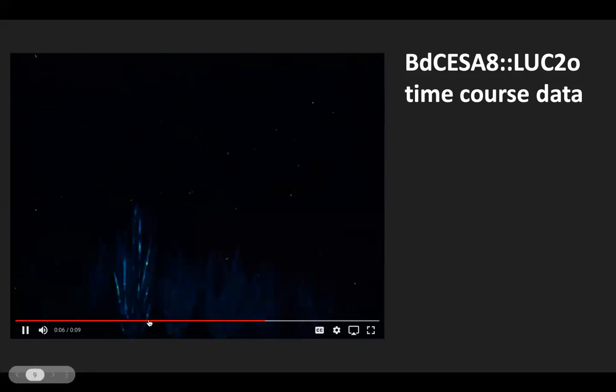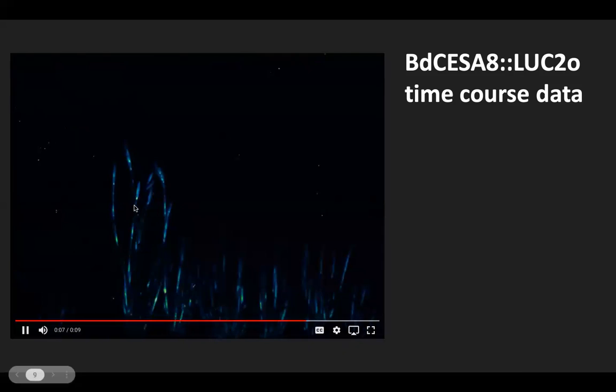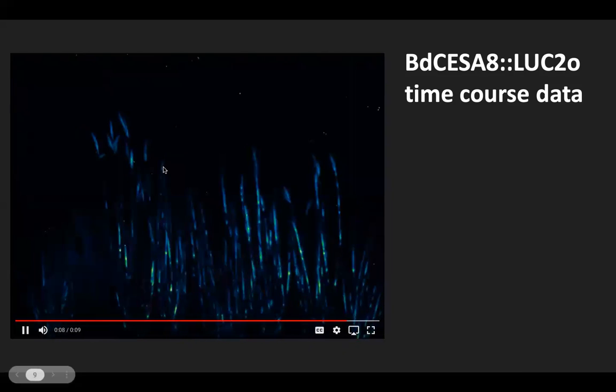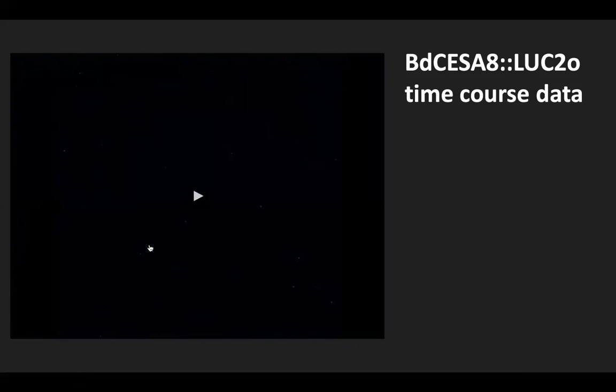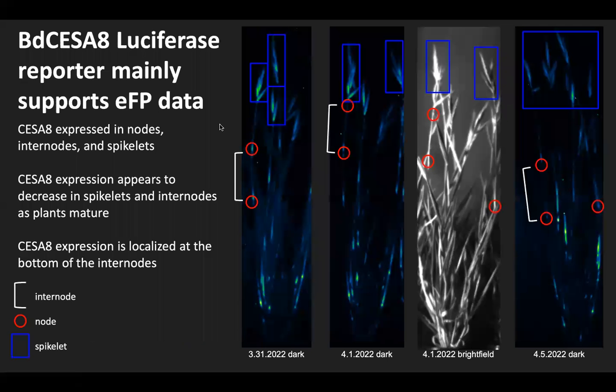their stems, especially in this one, we see that CESA8 increases, and we can see it actually in the spikelets and in the internodes. So I know that that was really quick, but we have these screen caps here where we can more clearly see it.